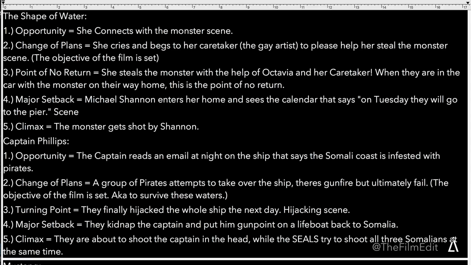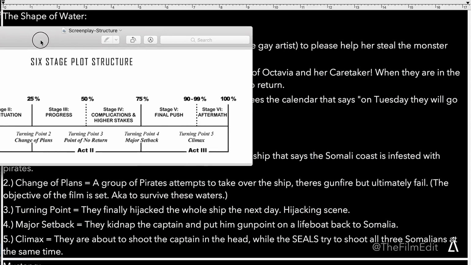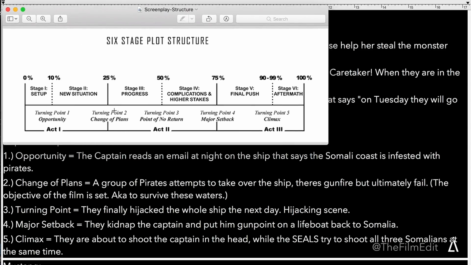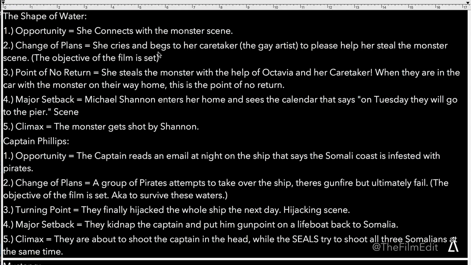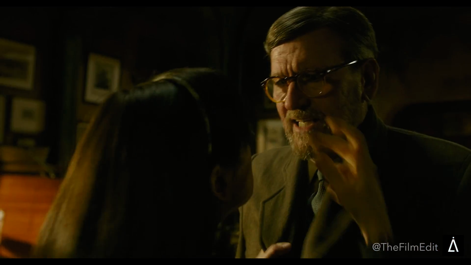Number 2 is the change of plans. That's turning point number 2, the change of plans. That's when, exactly before I reveal this, change of plans is exactly when the protagonist has decided to pursue his or her objective. And so everything changes. It's the turning point. It's where now she or he has decided that they're going to pursue their objective and fulfill their need. So change of plans is she cries and begs to her caretaker, the gay artist, to please help her steal the monster. And the objective of the whole film is set.